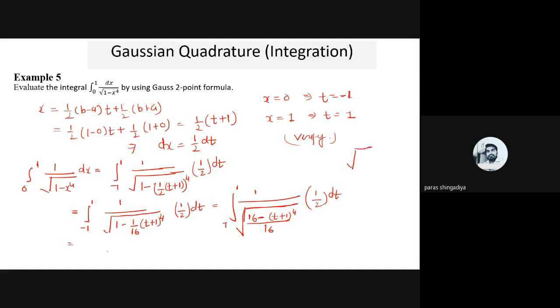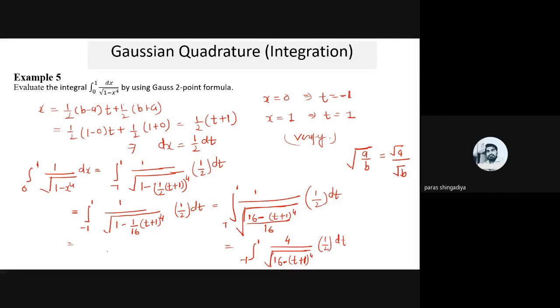As in this form we have square root of a by b, we can write square root of a divided by square root of b. Clear? You can apply the square root to each term individually. So root of (16 minus t plus 1) raised to 4, divided by root 16. And what is the answer of root 16? That is equal to 4. So it will be the integral from minus 1 to 1 of 4 divided by the square root of (16 minus t plus 1) to the power 4, into 1 by 2 dt.